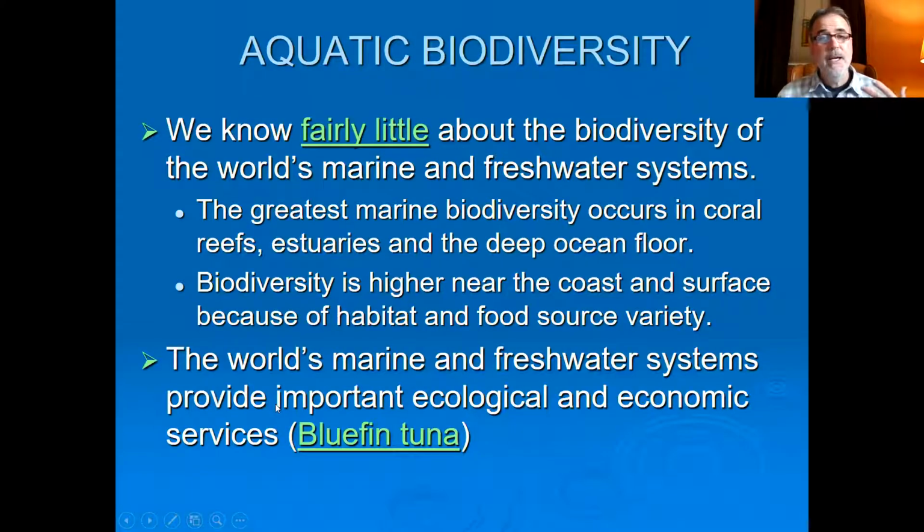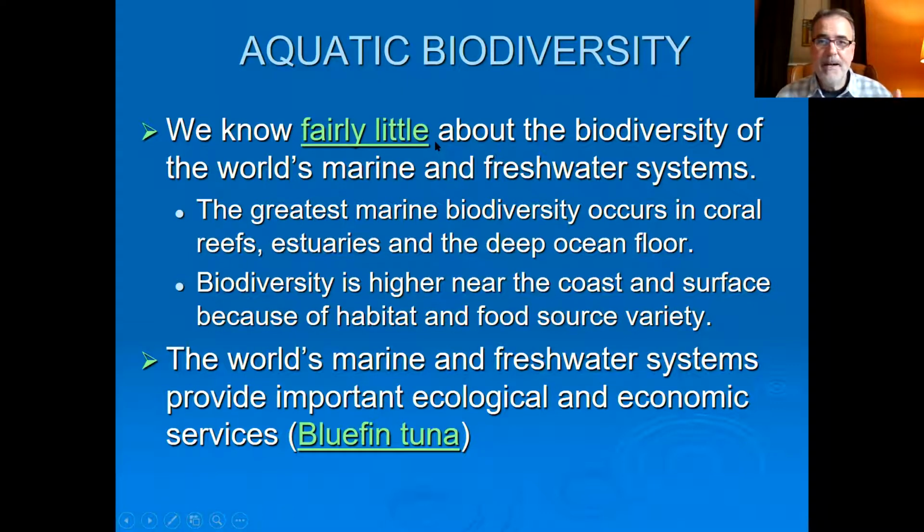All right, so aquatic biodiversity, as I said, we know fairly little about the biodiversity of the world's marine and freshwater systems. It's a challenge for us to study, right? The greatest marine biodiversity occurs in coral reefs, estuaries, and the deep ocean floor. So we want to make sure that those are healthy and protected. Biodiversity is high near the coast and surface because of habitat and food source variety.